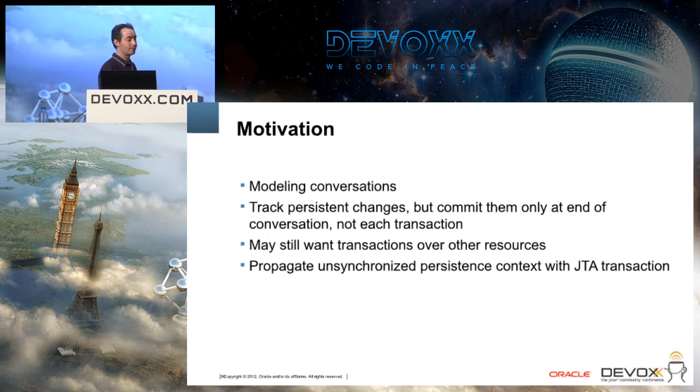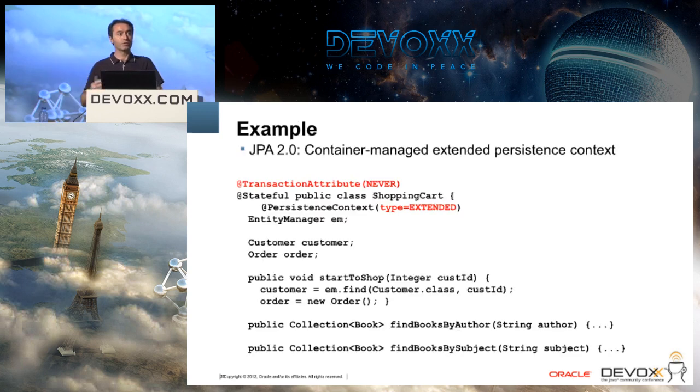And also, in EJB, we're going to propagate unsynchronized persistence contexts. Even though we're not going to be tied to the lifecycle of the JTA transaction, as you move between beans and you're passing control, we want these unsynchronized contexts to flow with you so that you can keep working with them.